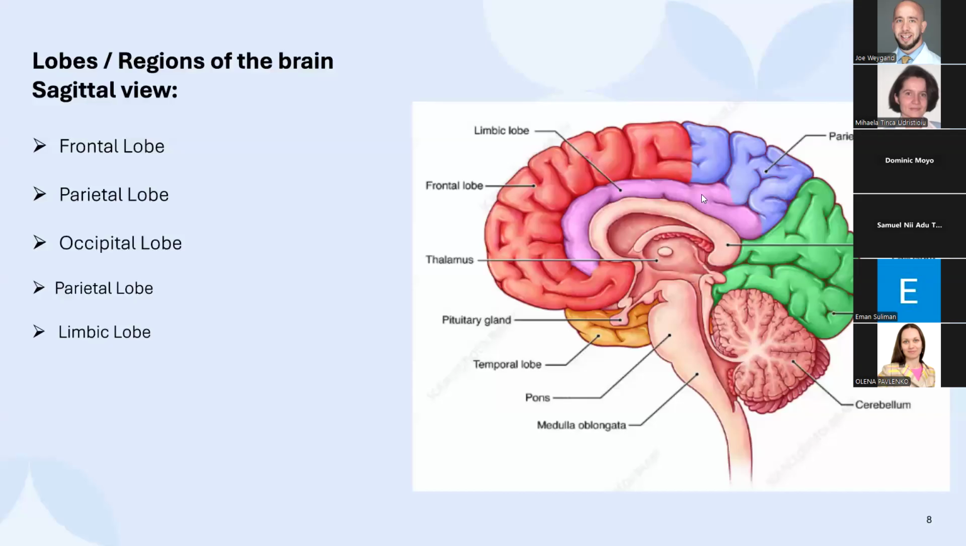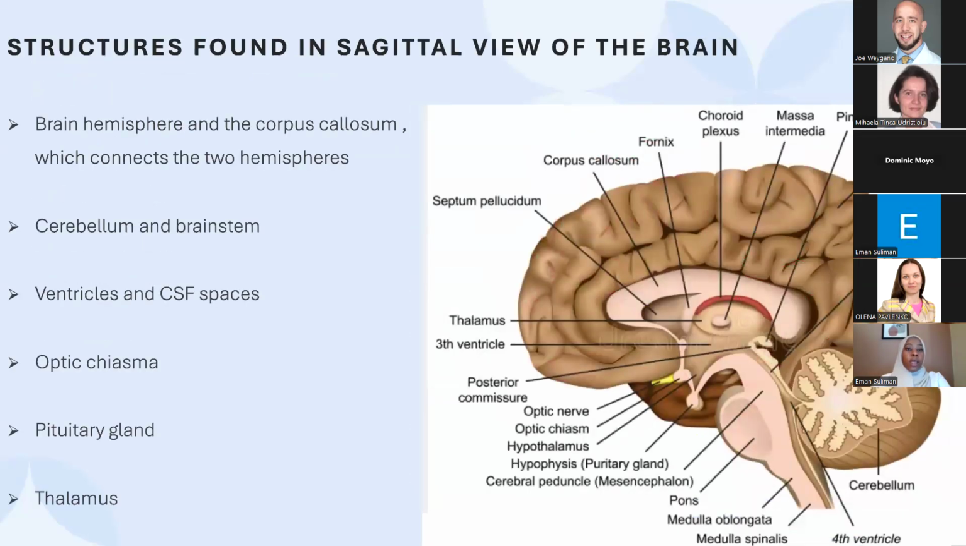Now here we have a new loop that can be seen in this view. It's called the limbic loop. It can only be seen in this view, the sagittal view. We also have structures that we can see other than the brain lobes from the sagittal view. We have this structure here, a very big structure.